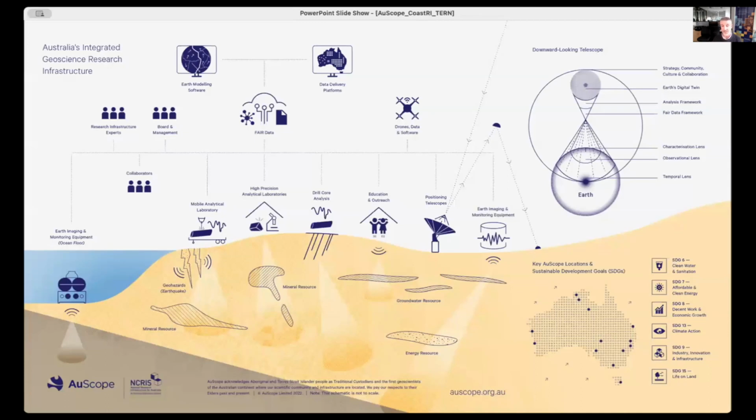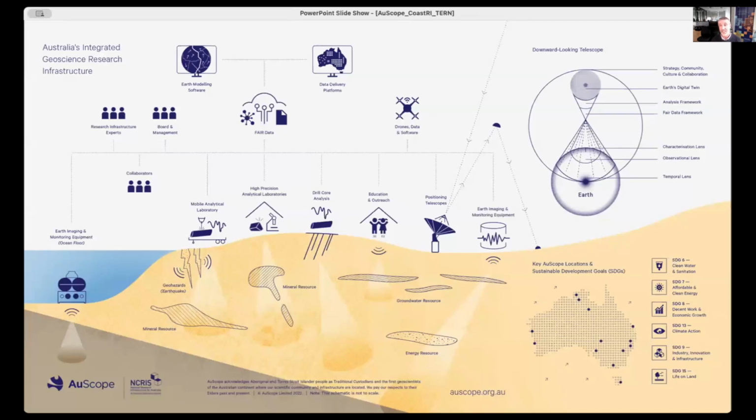We have a number of things that are related to understanding or characterising the Earth and drill core. We have education and outreach programs. We also have a strong positioning and geodesy program, which includes positioning telescopes, VLBI telescopes, but also includes a GNSS network across Australia. Then we have a whole suite of data delivery and discovery systems and data repositories, which we won't go into at all, and also some simulation and analysis tools and platforms that sit on top of that to allow us to add value to that data.